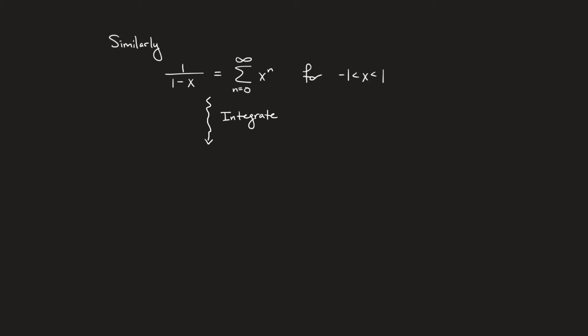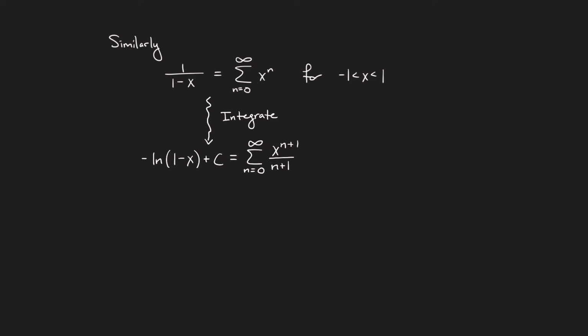We can do a similar thing by integrating. Let's start with our power series representation of 1 over 1 minus x. And we can integrate to get minus natural log of 1 minus x plus c on the left, and we integrate term by term on the right. The exponent goes up by 1, and then we divide by the new exponent.